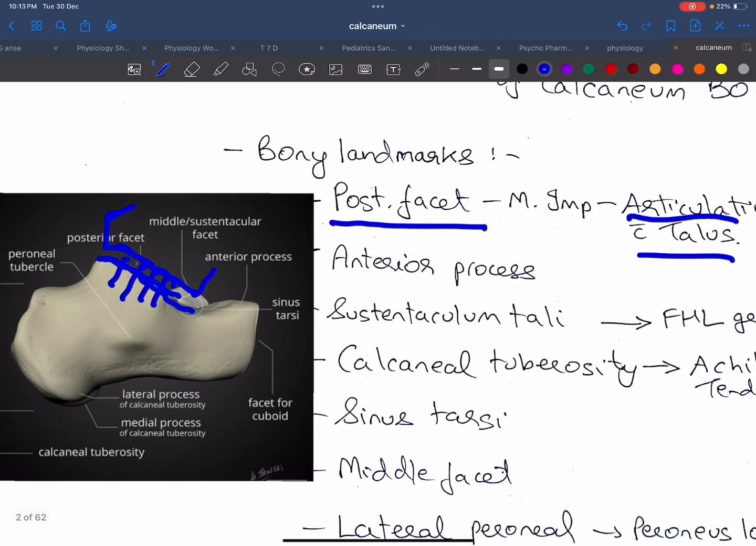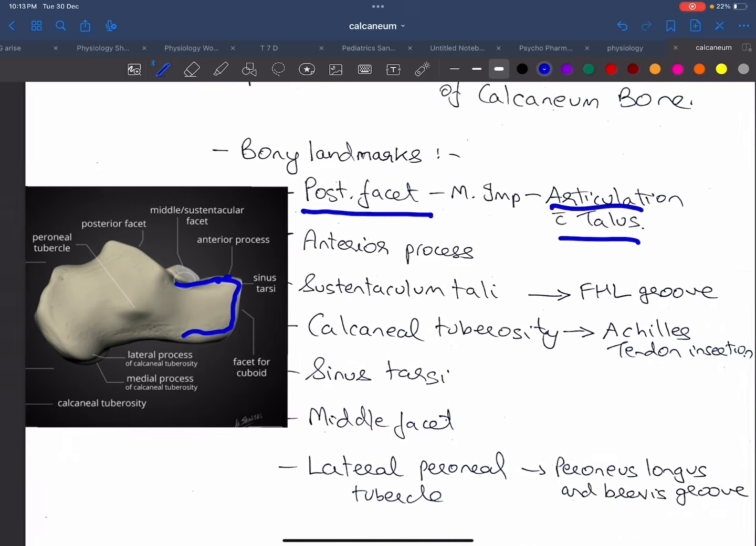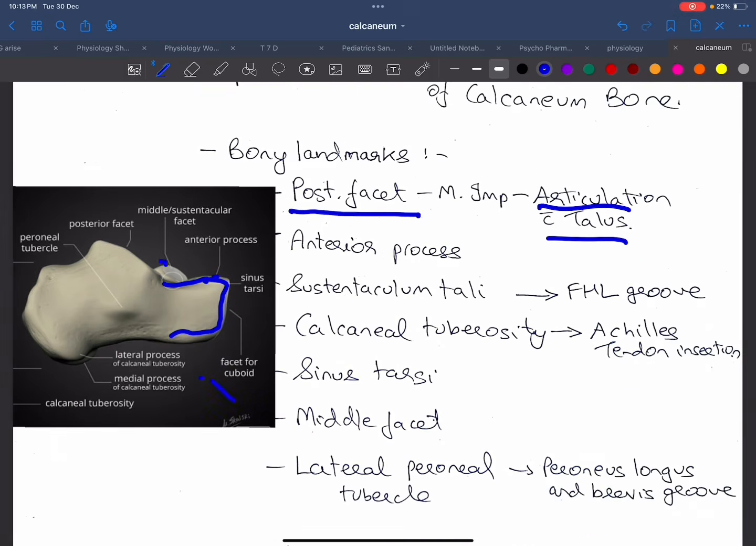The other important landmarks: this is the anterior process. The second is the sinus tarsi. This part is the sinus tarsi, because above it there is the talus and below it there is this groove. So this space becomes the sinus tarsi.